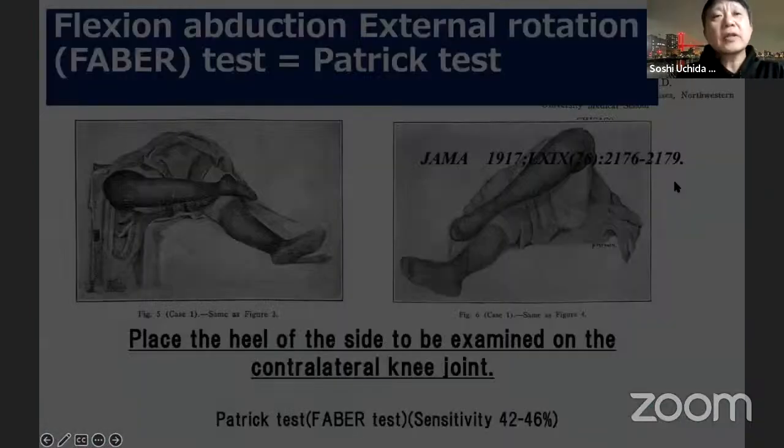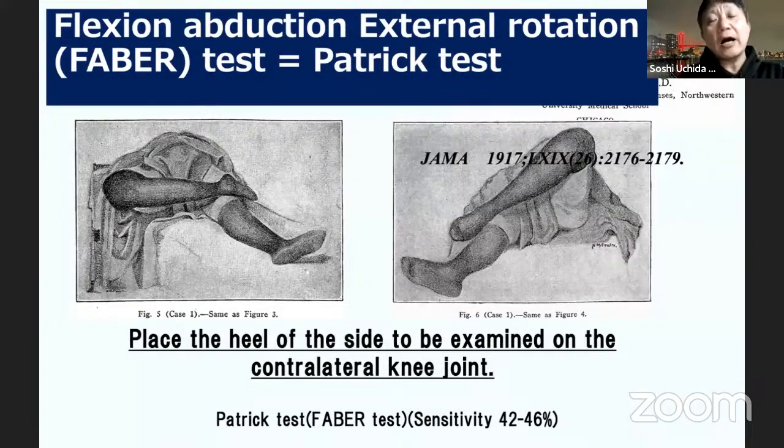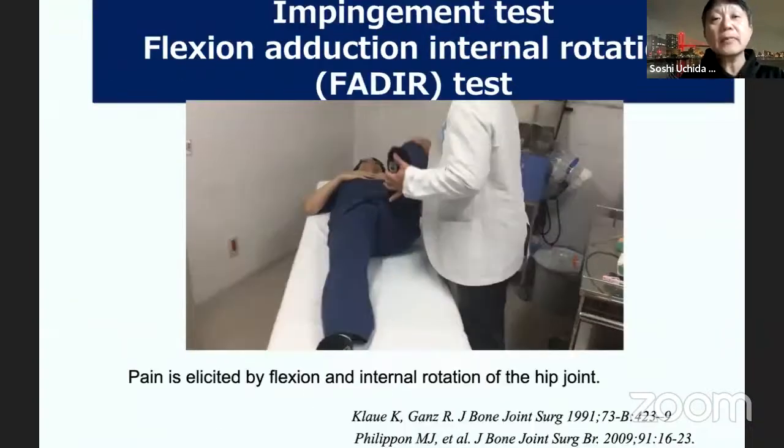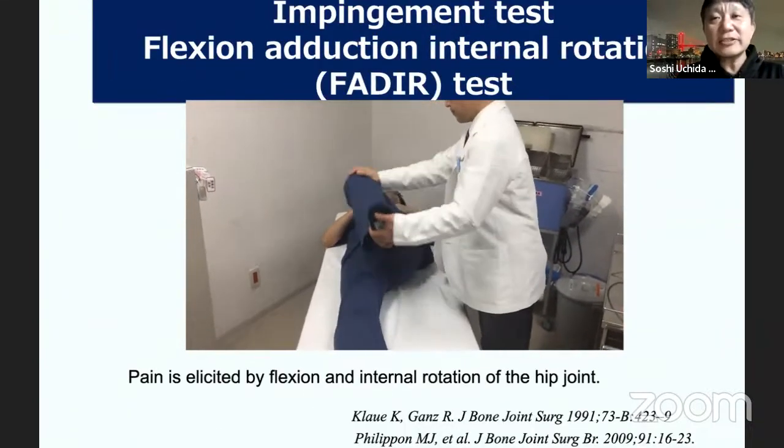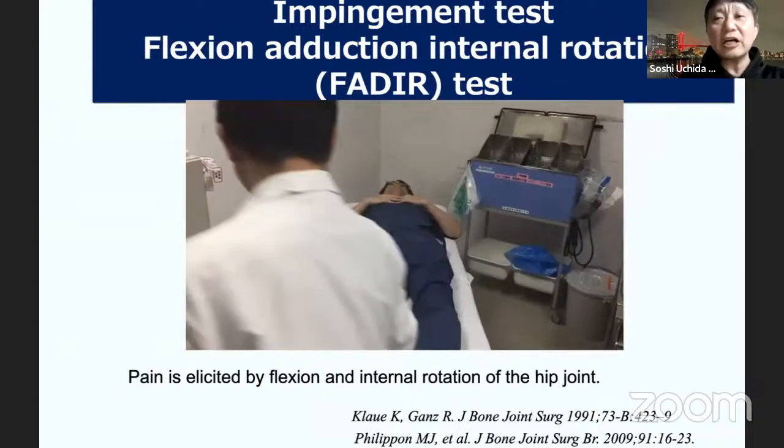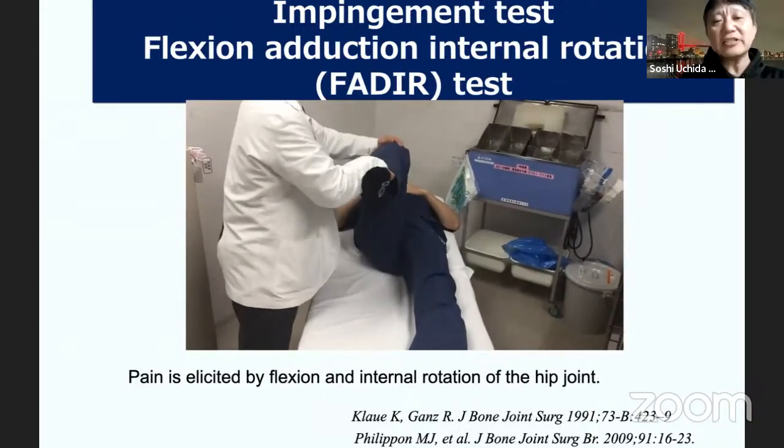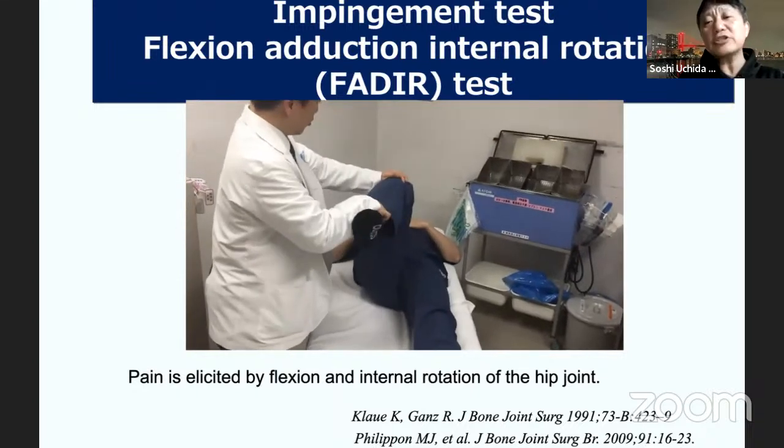Physical examination. This specific test, the physical examination, is really crucial. In my hand, the FABER test, the Patrick test, is placed here on the side to be examined on the contralateral knee joint. And you can see here a limited external rotation and flexion, suggesting hip intra-articular pathologies. And this is the FADIR test, the flexion, adduction, internal rotation test. The pain is elicited by the flexion and the internal rotation of the hip joint.